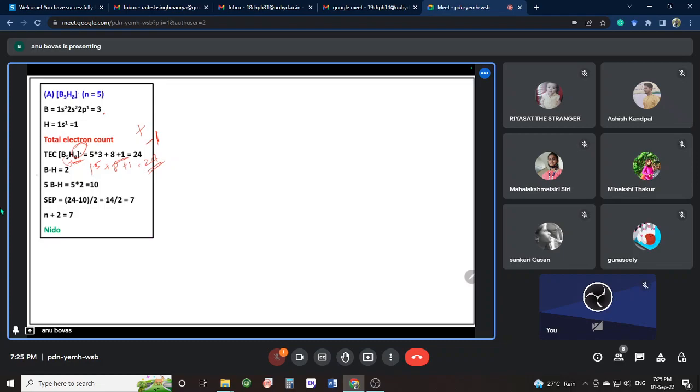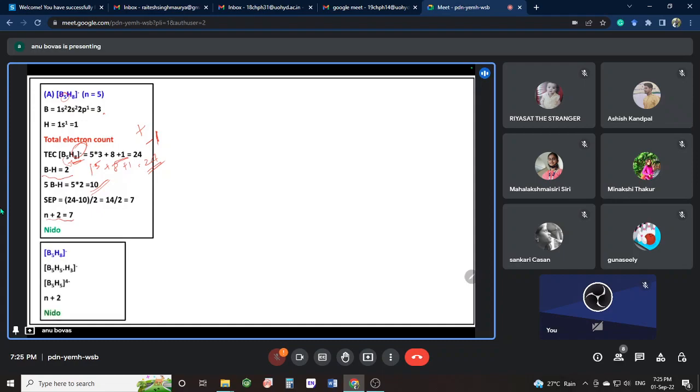And we have seen BH requires 2 electrons for BH bond formation. 5 BH units are present, so 5 into 2, 10 electrons will be used for BH bond formation. Therefore, the number of electrons left for the cluster formation will be 24 minus 10 divided by 2, that equals 7. So here n equals 5, and thus this falls under n plus 2 structure, that is nido.